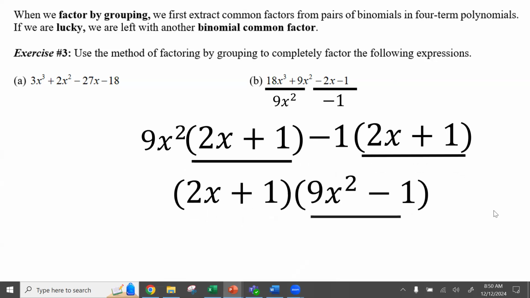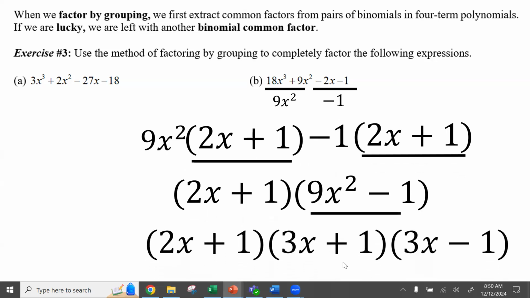Now, is there anything else I can factor? Yes, 9x squared minus 1 is a difference of perfect squares, so I can factor it like so: 3x plus 1, 3x minus 1.